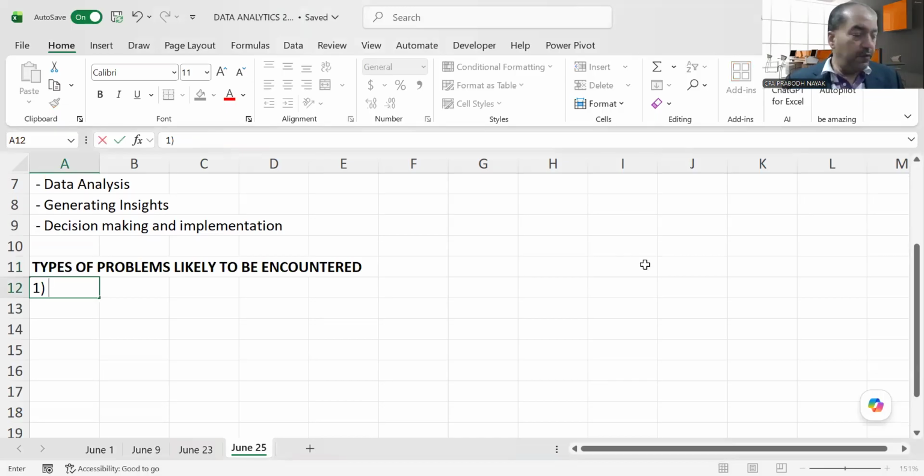Yes, Rihan, you were saying something. Yes, sir. Mismatched data and corrupted data. Correct. Anything else?